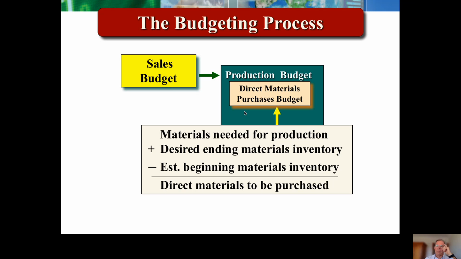From there, we can break the production budget down into materials and the same sort of thing. Materials needed for production plus any stock required for closing inventory, just in case we have some excess demand, minus estimated beginning inventory will get us, well, that's what we need to buy in.